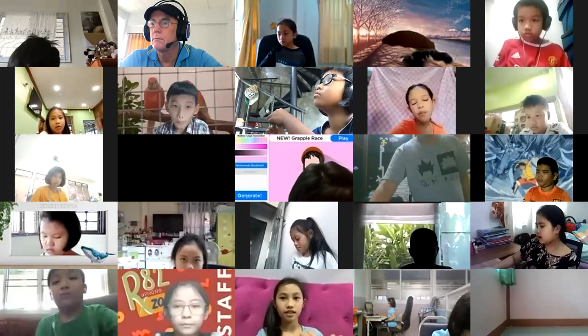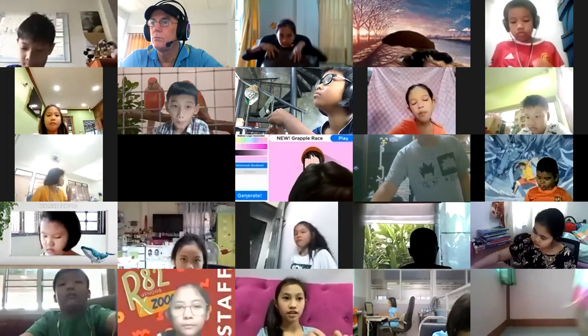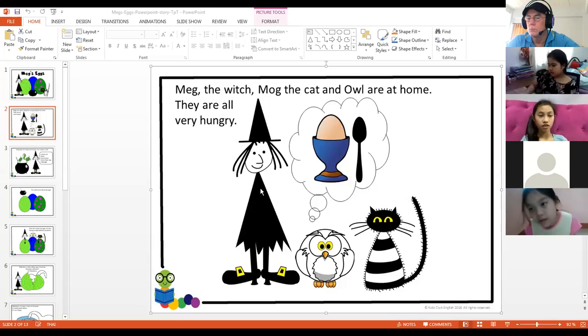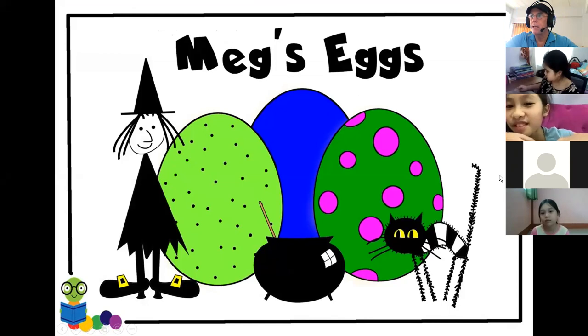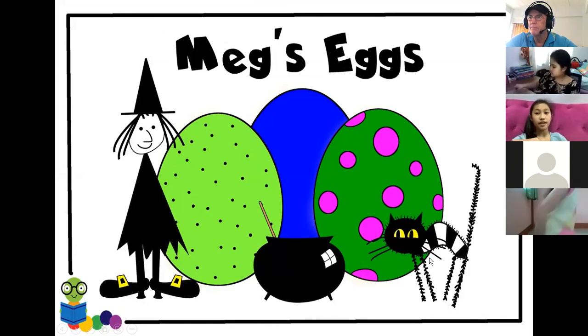There we are. Oh, I'll move the pictures over here. Okay. So today's story with Teacher Cam is Meg's Eggs. Here we can see Meg. And here we can see the three big eggs. And there's a cat. Right, let's go with the story.